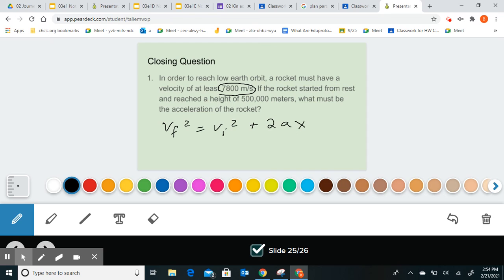So let's plug that in. 7,800 squared equals, the rocket starts from rest, so that's my initial velocity, 0 squared, plus 2. And we don't know the acceleration because they're asking for that. So I'm just going to put an a in there. And then it says it reaches a height of 500, or 500,000 meters, rather.